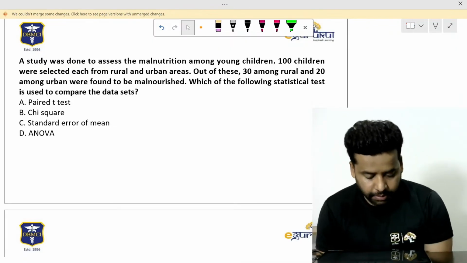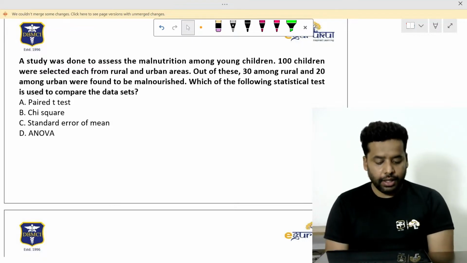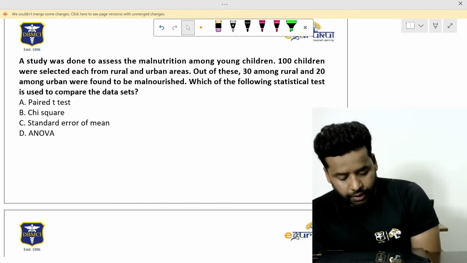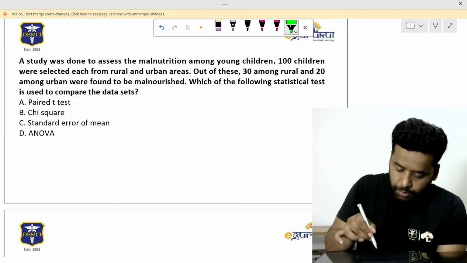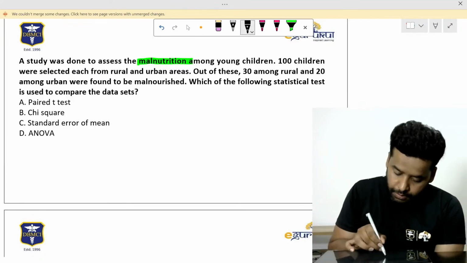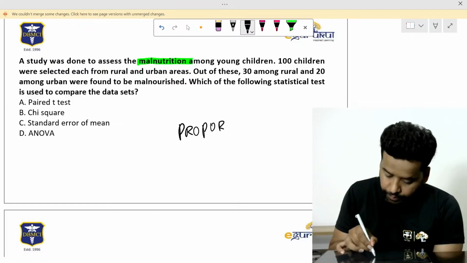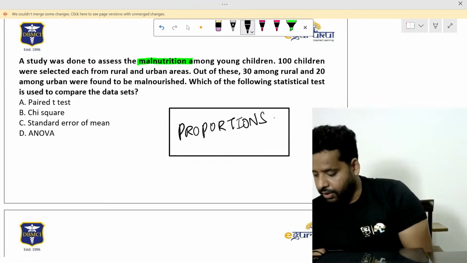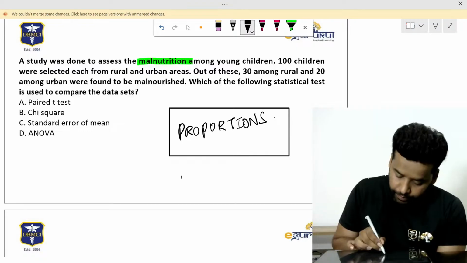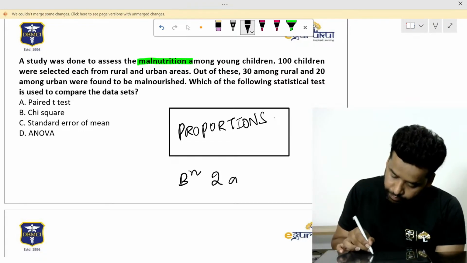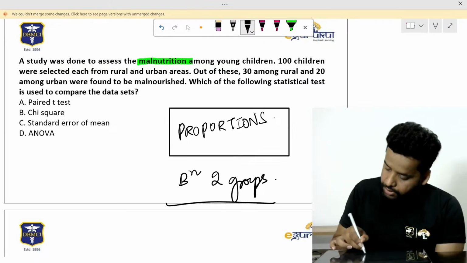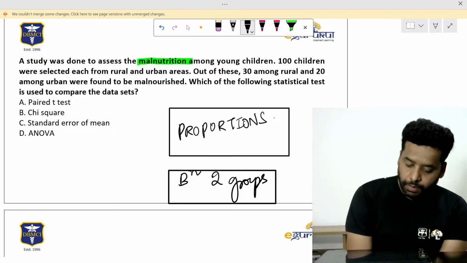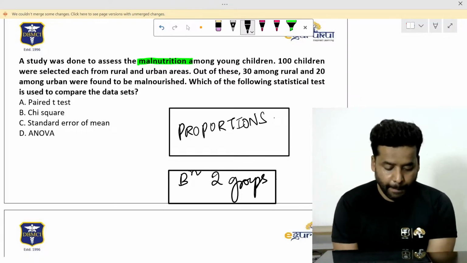The study was done to assess malnourishment among young children. Of 100 children, 30 are malnourished in this area, 20 are malnourished in the other area. If they are giving malnourishment proportions like this, they are comparing proportions. Yes, good. Scatter plot, fallacy, everything you know. Now tell, proportions you will be comparing between two groups. Then what is your answer?